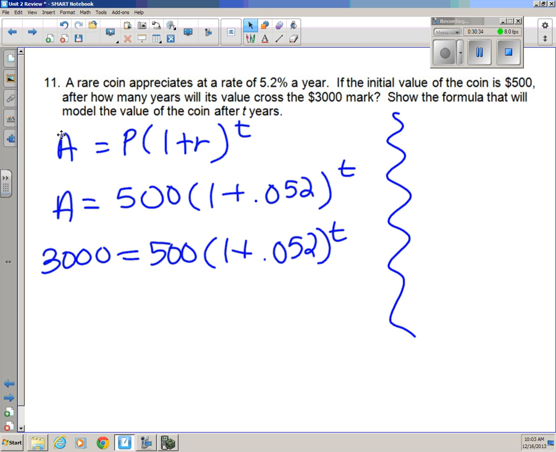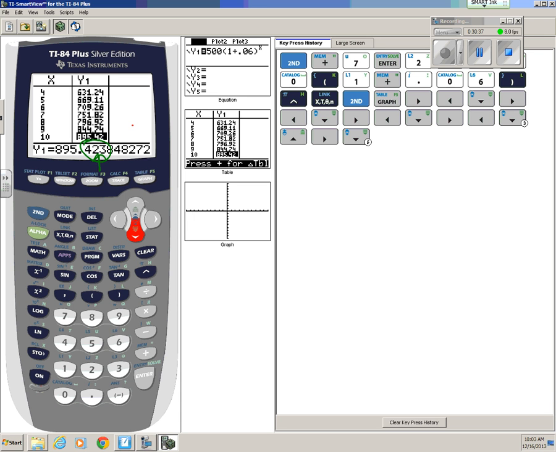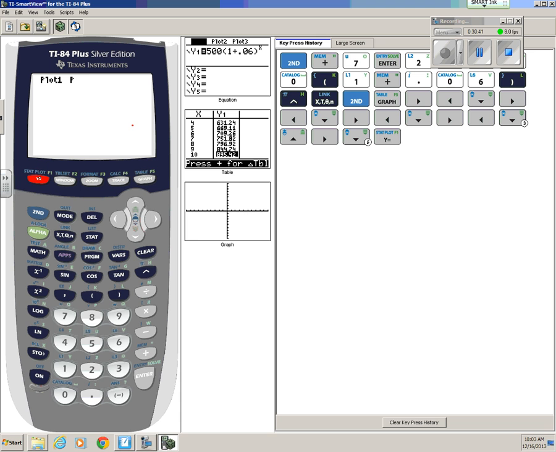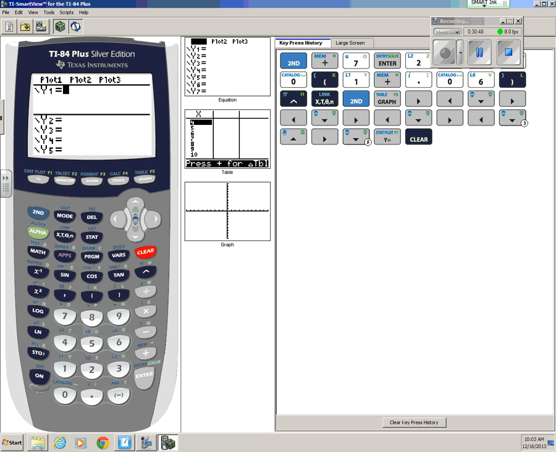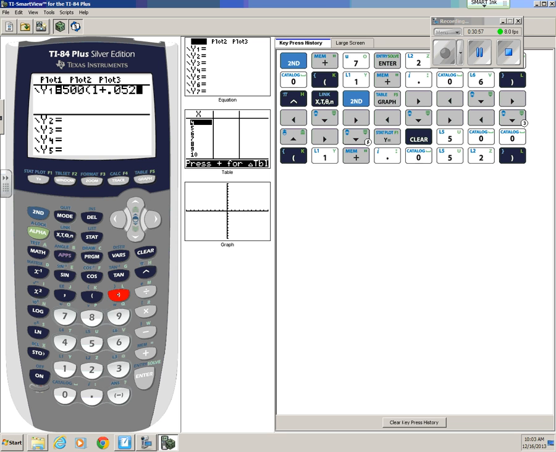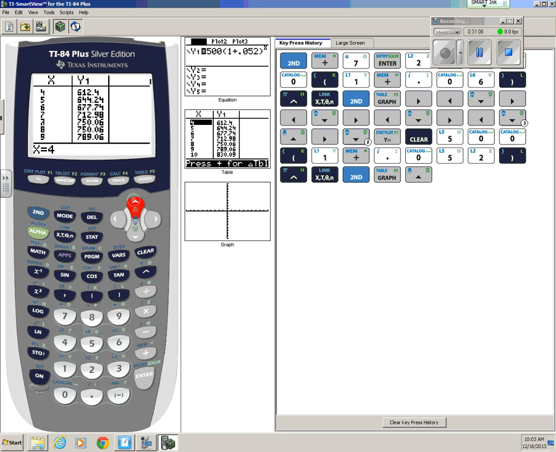So here's what's happening. Go back to your calculator. Go back to y equals. Clear out what you have in there. And we're going to put on the formula that we just did. And we're saying that this coin, which starts out at $500, it appreciates. It gains value at 1 plus 0.052 to the power of t, to the power of x. If we go to our table of values, I'm going to go back to year 0.